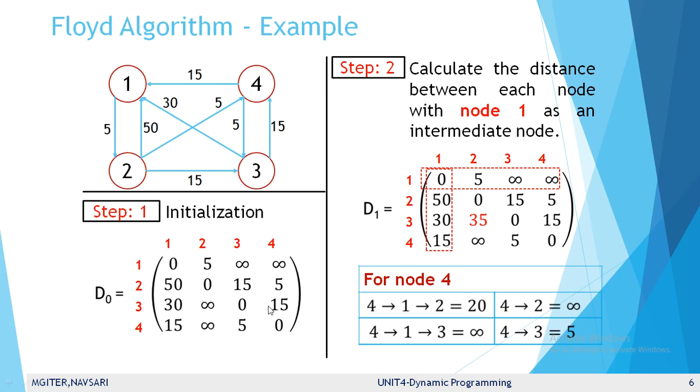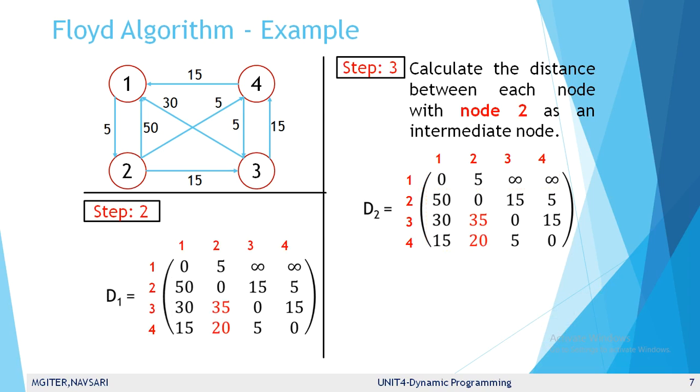And 4 to 3: 4 to 1 is 15 and 1 to 3 is infinity. So we get infinity here, and direct 4 to 3 is 5, so no need to change. Here we get the shortest distance 20. So we update here.